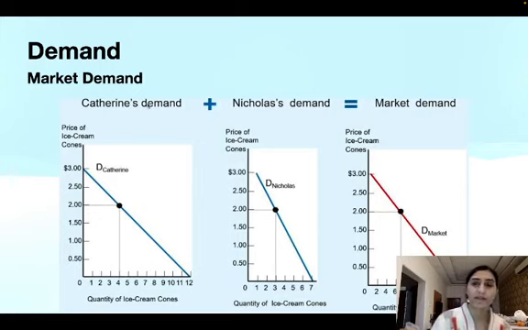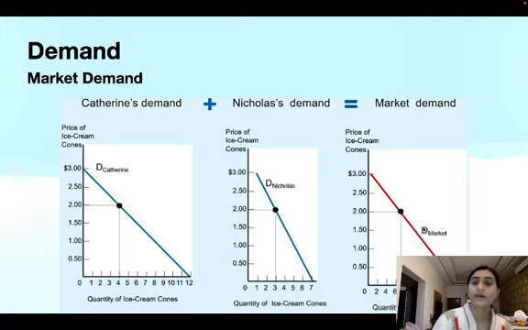Similarly, we do the same for Nicholas. At $2, the quantity of ice cream that he demands is 3. When we add them together, it becomes the market demand curve. For example, at 2, how much are both of them demanding? They are demanding a total of 7. So 4 plus 3, 7, and we do it for every price of ice cream.